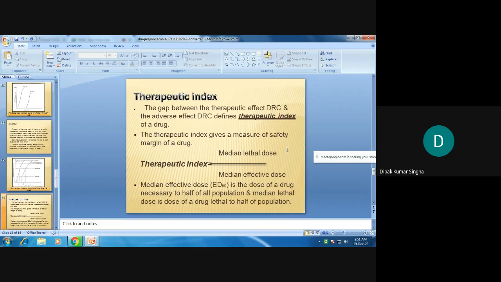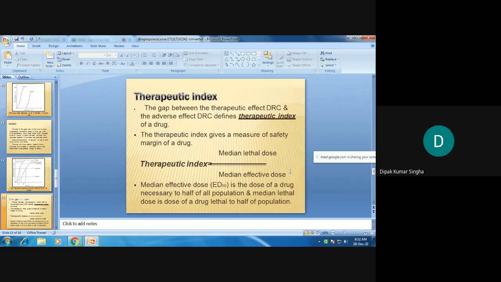Just remember it, therapeutic index: it is the gap between the therapeutic efficacy of the drug and the adverse effect of the drug. Define the therapeutic index. Actually, therapeutic index is the LD50 by ED50. That means higher the therapeutic index, greater the safety margin of the drugs. Therapeutic index gives the measure of the safety margin of the drug. If the therapeutic index is high, then the safety of the drug for the patient is high.